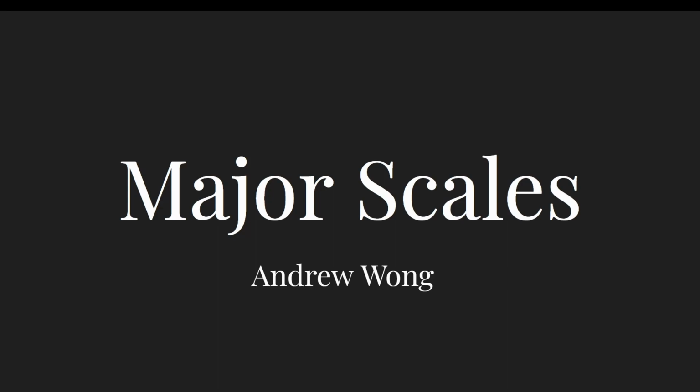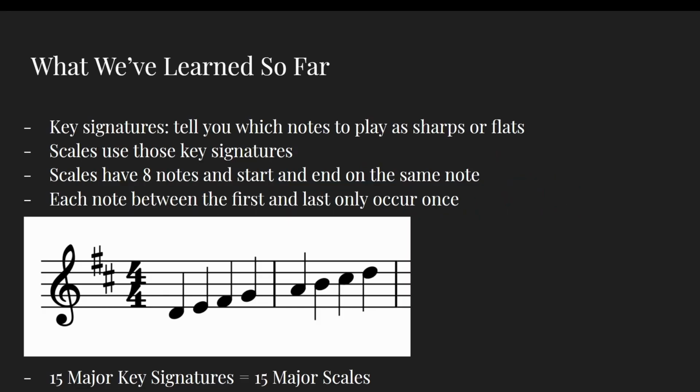In a previous video, you learned that a key signature tells you which notes to play as sharps or flats. A scale follows those key signatures. Each scale has 8 notes and starts and ends on the same note. All notes between the starting and ending note only occur once within the scale. For major scales, only major key signatures will be used. Since there are 15 major key signatures, there are 15 major scales.